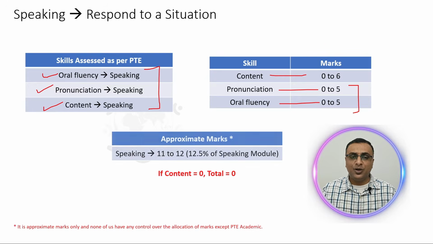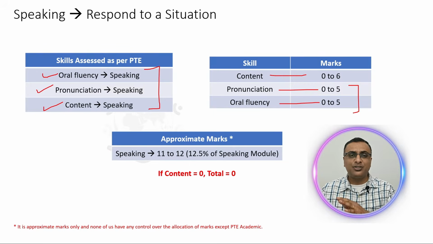Next, moving on to the overall marks that you would be getting for respond to a situation question. Approximately, you will get about 11 to 12 marks, which is almost like 12.5% of your speaking module. This is as per the latest scoring guidelines that PTE has shared.